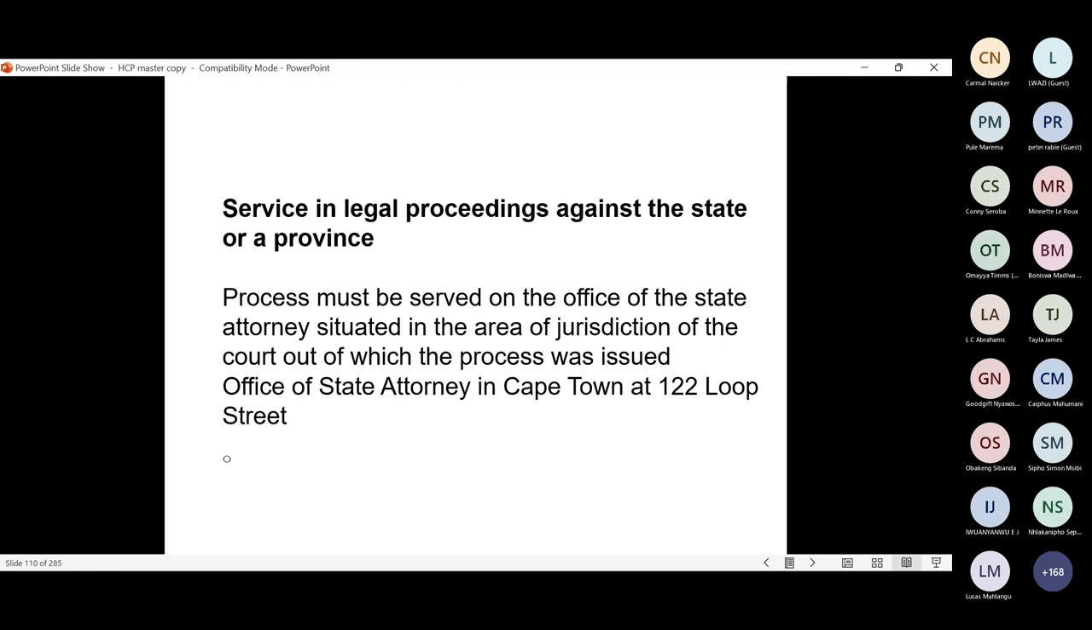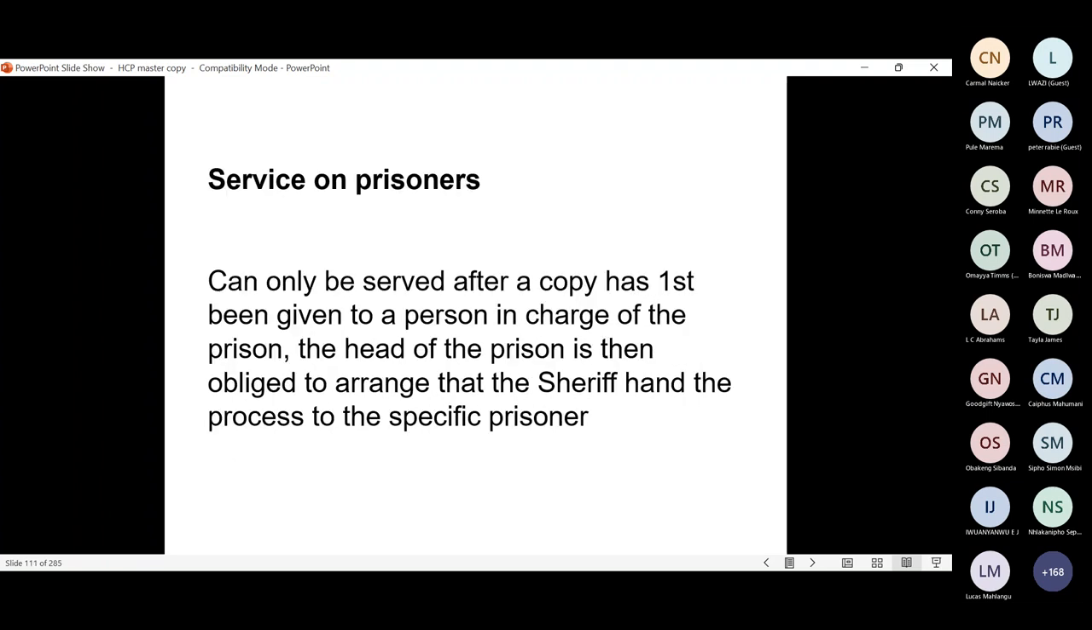And in legal proceedings against the state or a province, this is not different to the municipal or local government. The process must be served on the office of the state attorney situated in the area of jurisdiction of the court out of which the process was issued. In Cape Town, the office of the state attorney is 122 Loop Street, Cape Town. In Johannesburg, it's the corner of Grace and Albertina Sisulu Street in Johannesburg CBD. That's the only two I know.